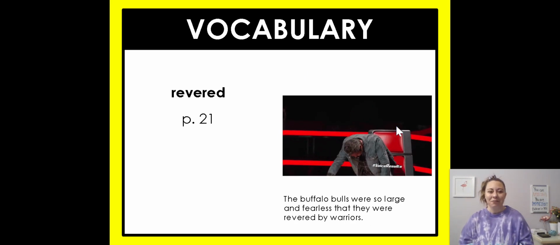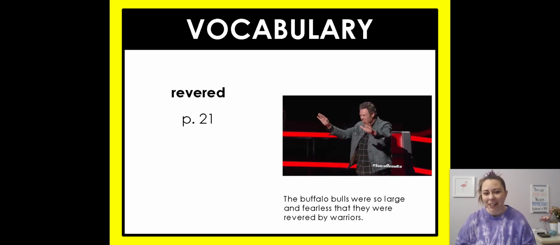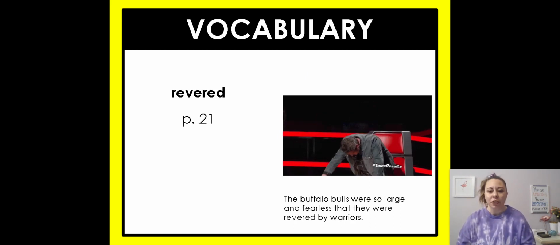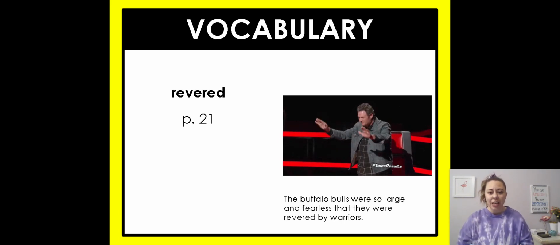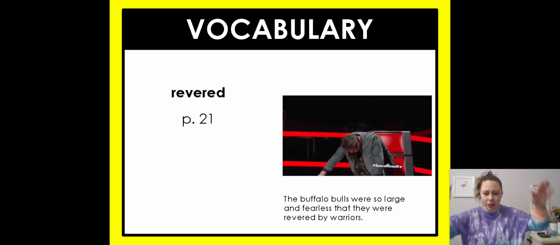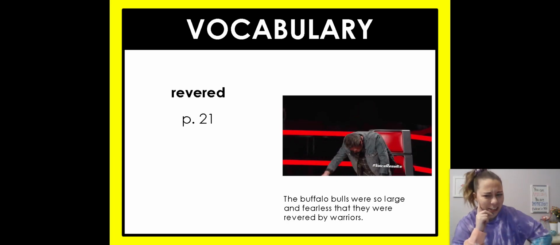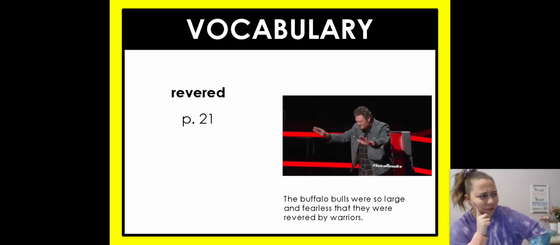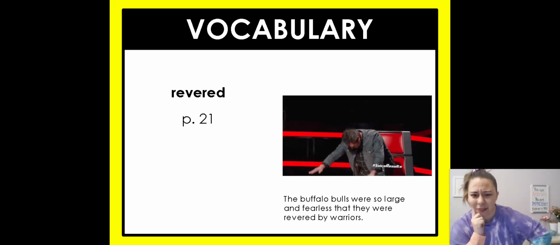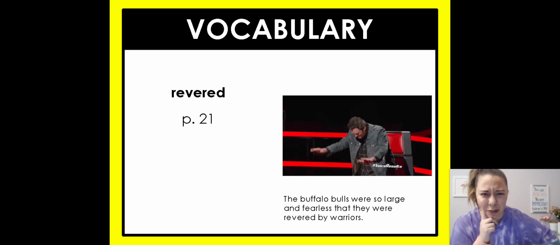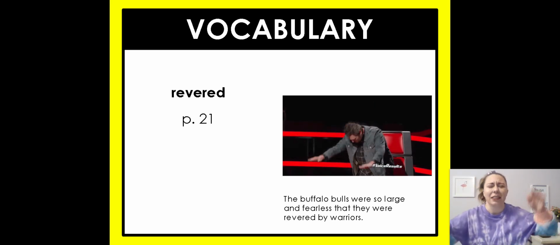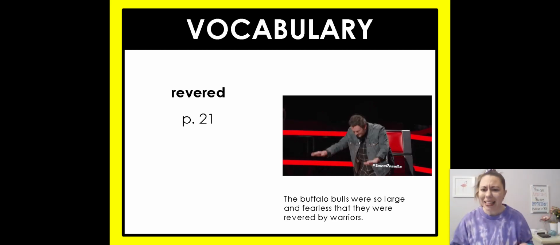Our next one is revered. It says the buffalo bulls were so large and fearless that they were revered by warriors. And we've got Blake Shelton from The Voice, bowing down. So that's a hint for you. When he gets up, he's bowing down. That means he usually really wants to get one of those singers on The Voice. He's like, yes, yes, you are so amazing.